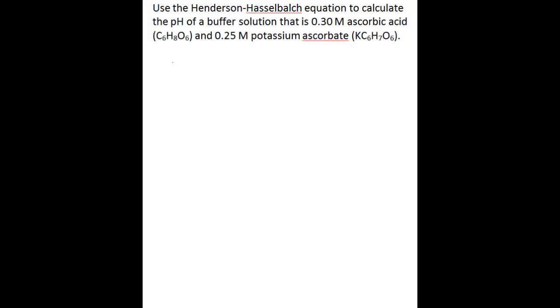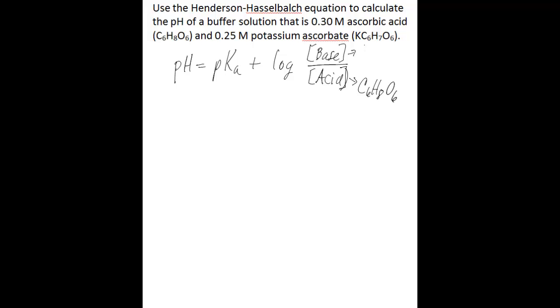The Henderson-Hasselbalch equation tells you that pH is equal to pKa plus the log of the concentration of the base divided by the concentration of the acid. In this case, our acid is ascorbic acid, and our base is the conjugate base of ascorbic acid, which is the ascorbate anion.